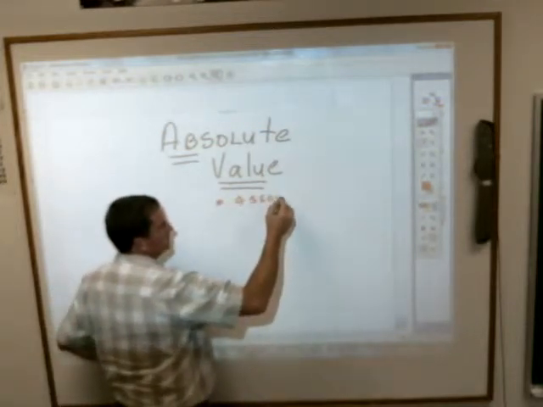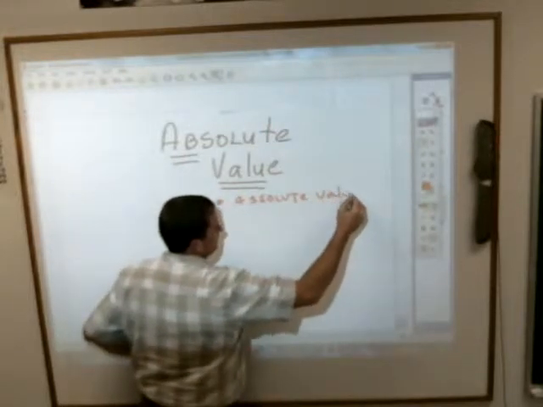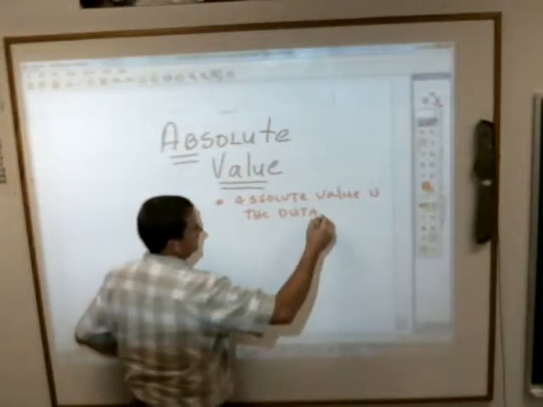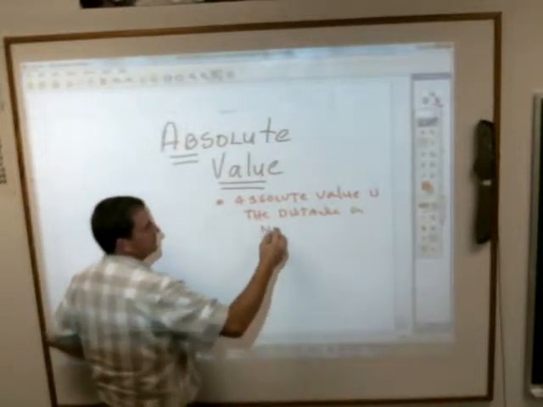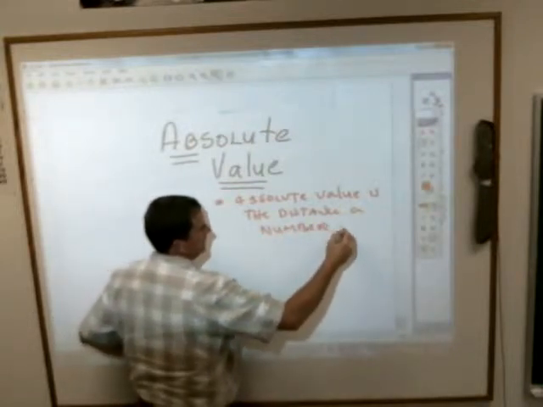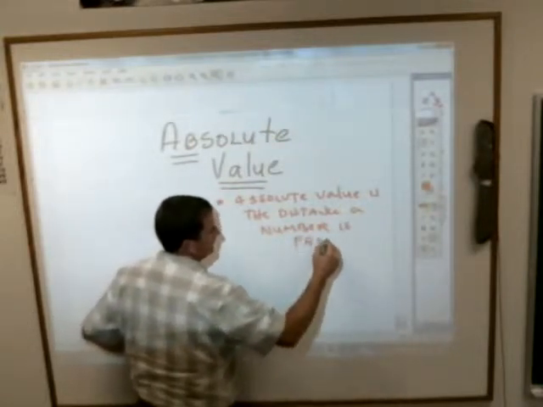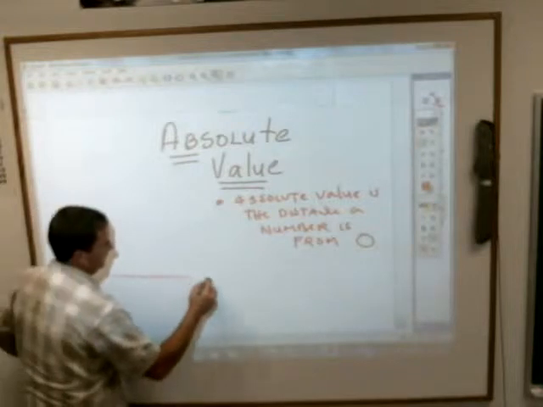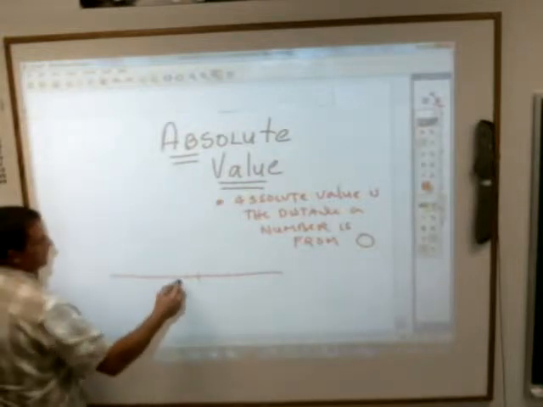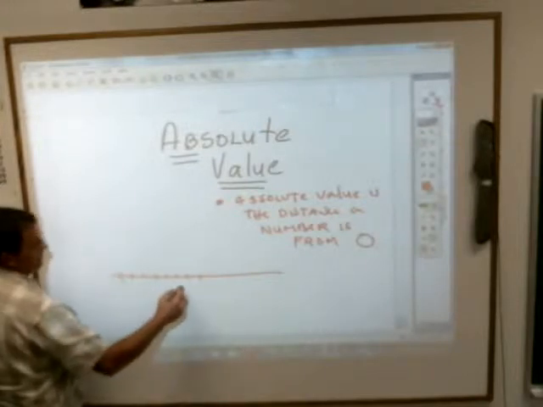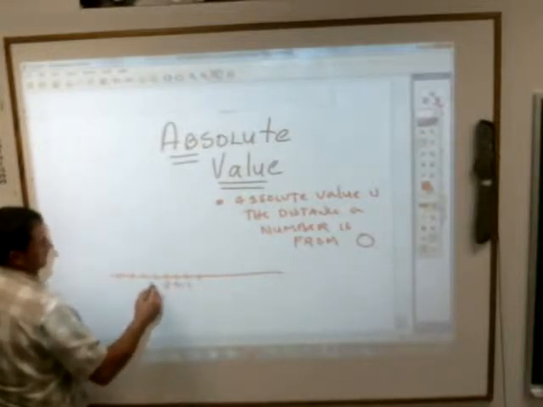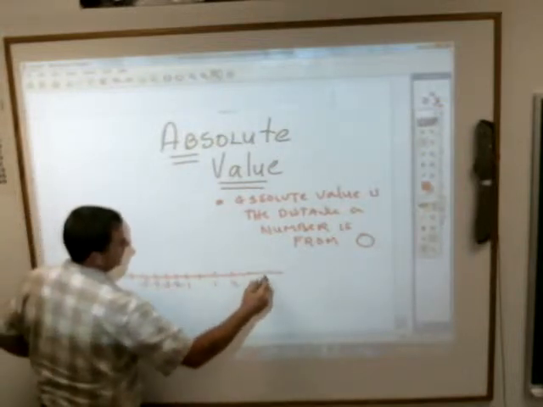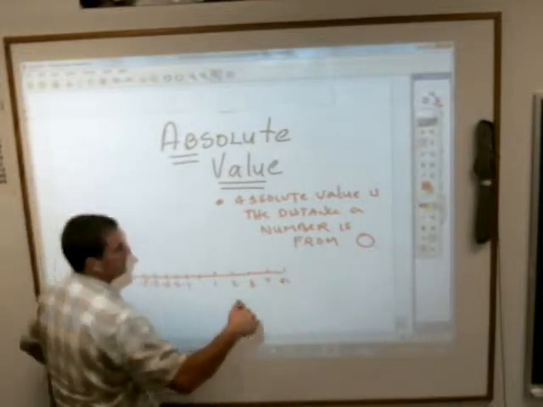Absolute value is the distance a number is from 0. Okay, so if you have your number line, and here's 0, and here's our negative numbers, -1, -2, -3, -4, -5, and here's our positive numbers, 1, 2, 3, 4, 5. Here's our number line here.